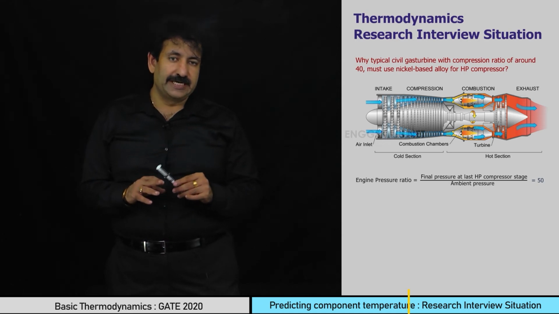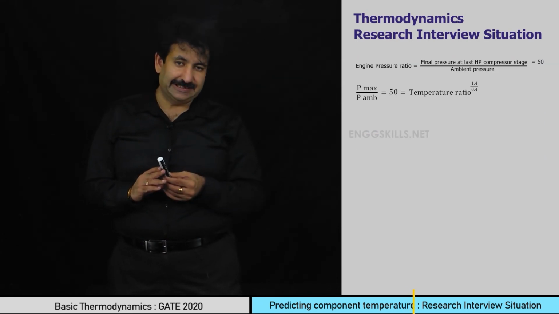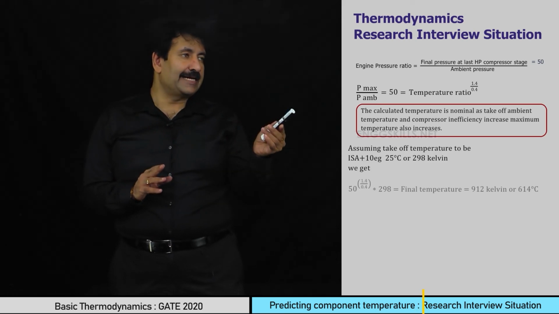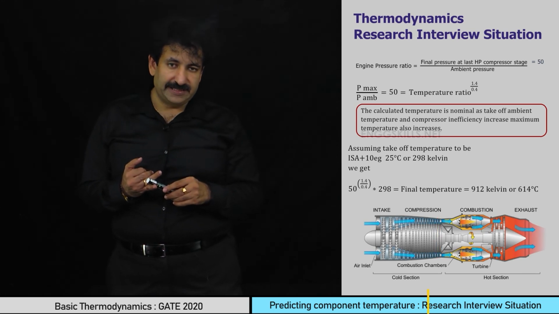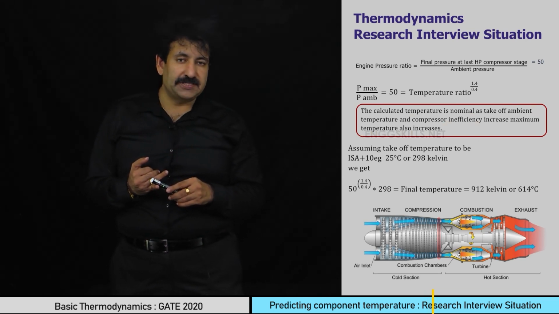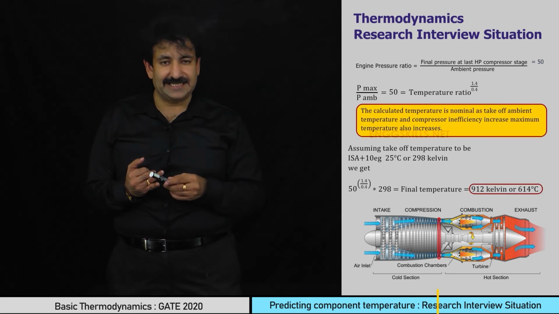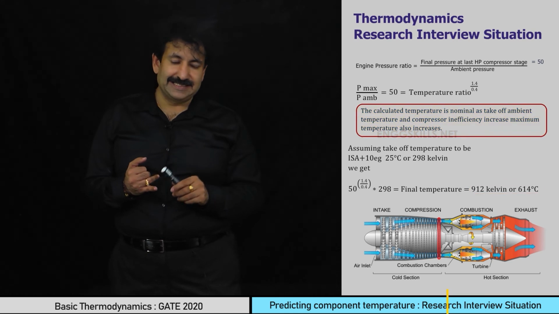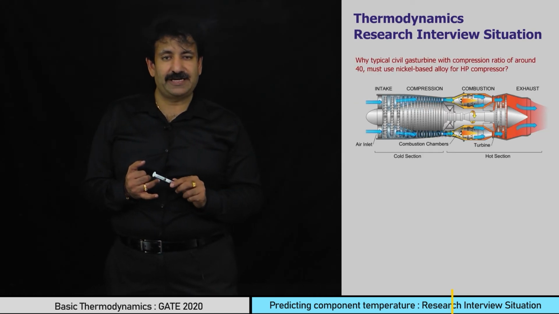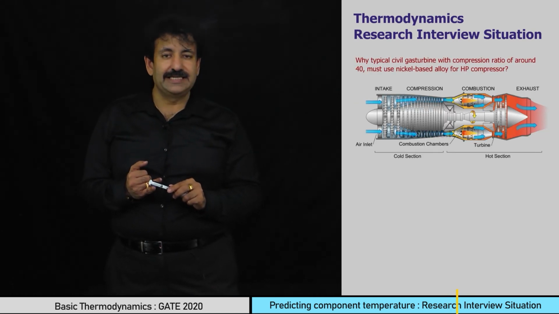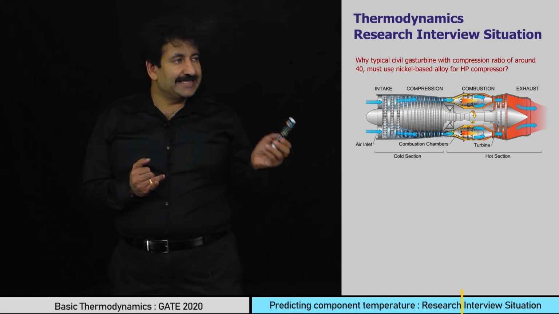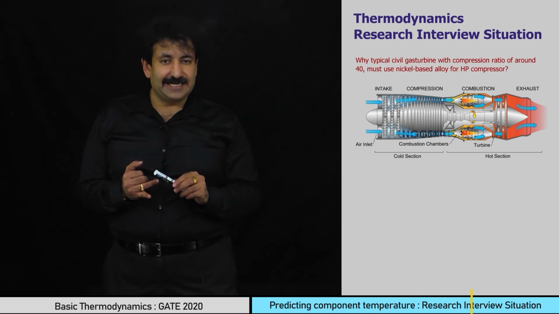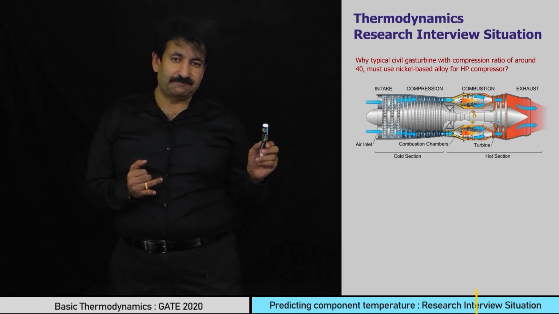And if you use the typical equation for adiabatic compression, not accounting for inefficiencies of the compression, you would see that approximately the last stage of the compressor sees a temperature of 600 to 700 degrees centigrade if the engine pressure ratio is between 45 to 50. And this temperature definitely calls for the use of a nickel-based alloy. So therefore, by basic thermodynamic arguments and also a real-time understanding of certain data of the product, you can in fact tackle such questions.